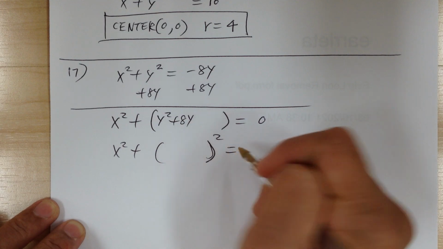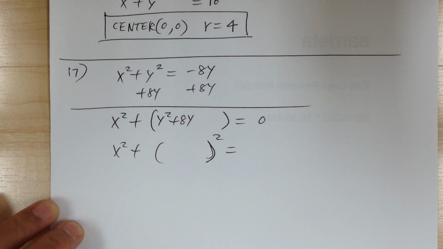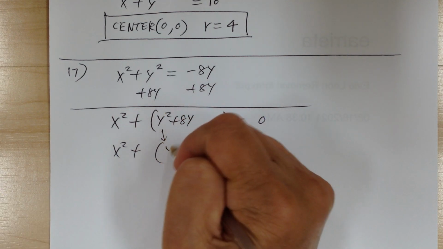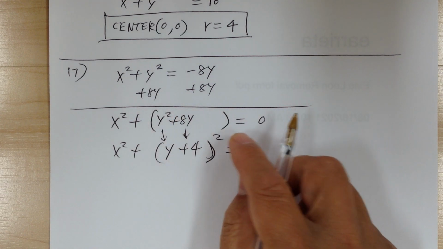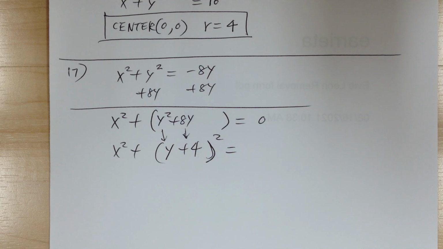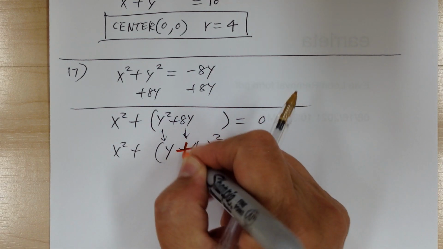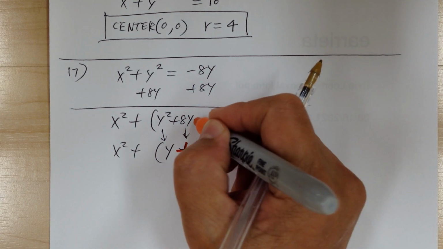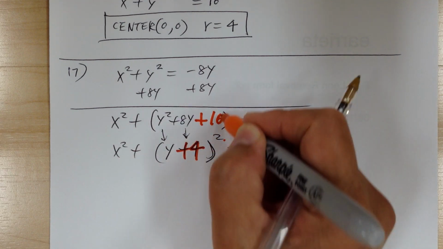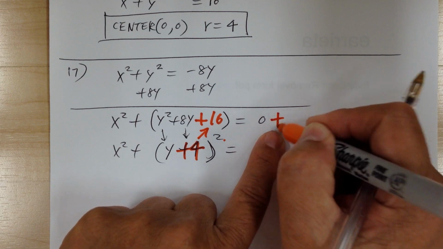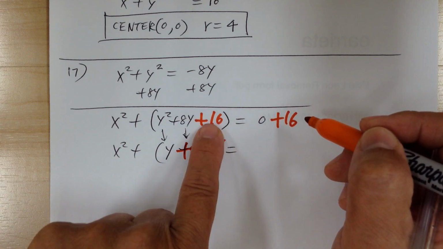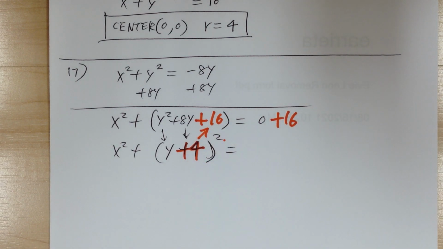Okay, so get your template ready. From here, you can get the y. From here, you're going to get plus 4, because this is always half of that, because 2 times 4 gives you 8. Now you need plus 4 over here, so it means you need to add 16, because 4 squared is 16. If you add 16 over here, you need to add 16 on the other side, because equal means whatever you do on this side, you need to do on this side. So 0 plus 16 gives you 16.